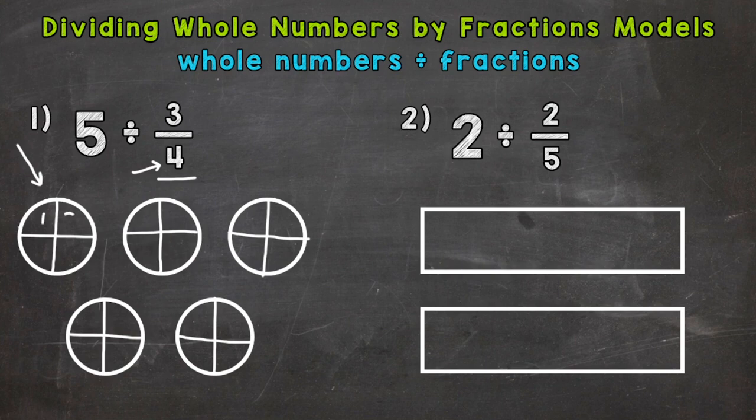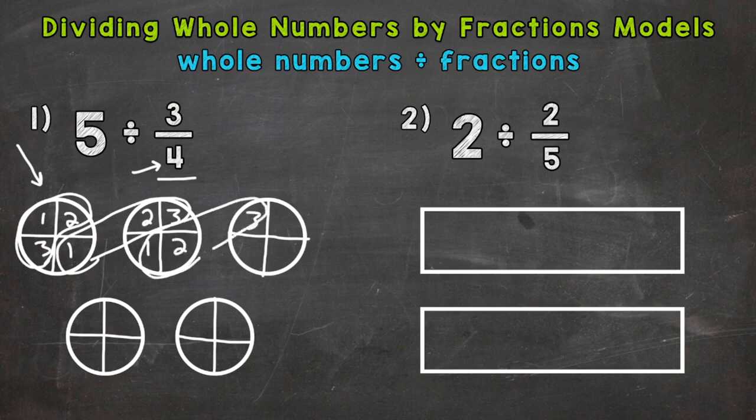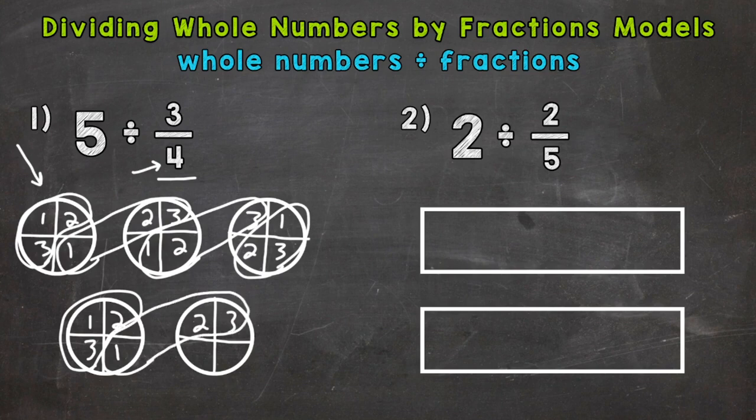So 1/4, 2/4, 3/4. That's one whole group of 3/4. 1, 2, 3/4. There's another group. 1, 2, 3/4. 1, 2, 3/4. 1, 2, 3/4. Almost done here. 1, 2, 3/4. And we don't quite have enough for another whole group of 3/4. We have 2 pieces left over. That's okay. That's going to be the fractional part of our answer, the remainder. So it doesn't work out perfectly every time.